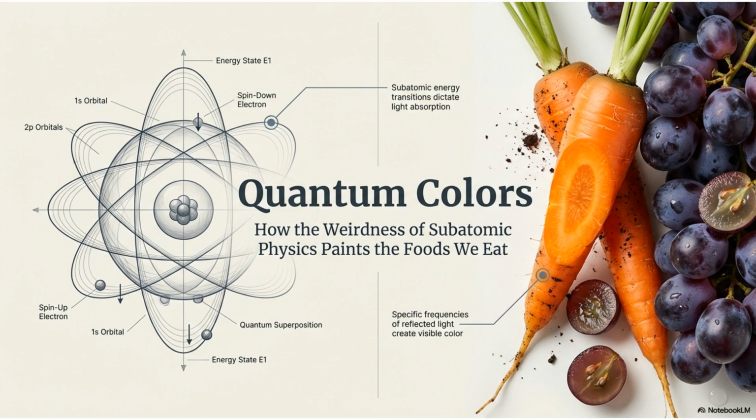This video explores quantum colors, showing how subatomic physics paints the foods we eat. Specific frequencies of reflected light create the visible colors we perceive. Subatomic energy transitions are what dictate light absorption.